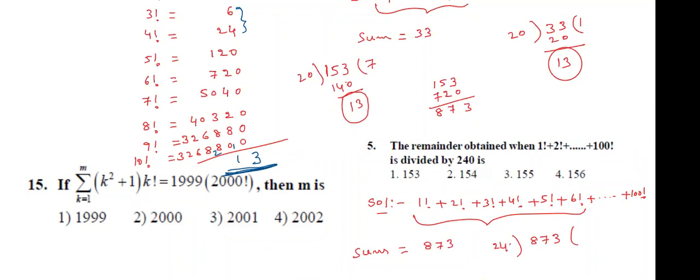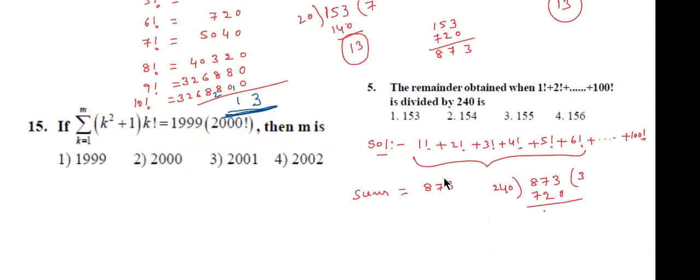Then what happens? See, how many times? 3 times? 3 zeros are 0, 3 fours are 12, 3 twos are 6, 7, 720. Now what is the remainder? 153 is the remainder. If you want, take one more also, up to 7 factorial. Take the sum and divide by 240. You will get the same, 153 is the remainder. So I have taken up to 6 factorial. You can take 7 factorial, 8 factorial, no problem.